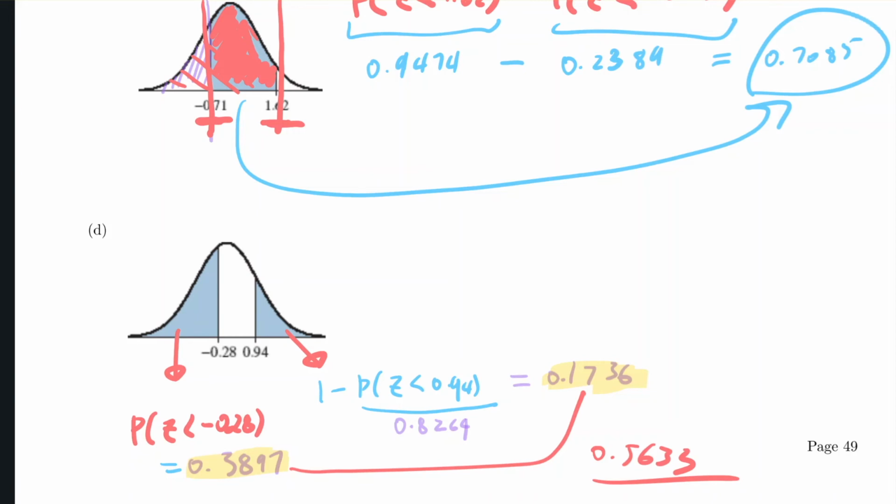So this means the probability of selecting a value less than negative 2.8 or greater than 0.94 is this. Or the proportion of data that are less than negative 2.8 and greater than 0.94 is this, 0.5633.